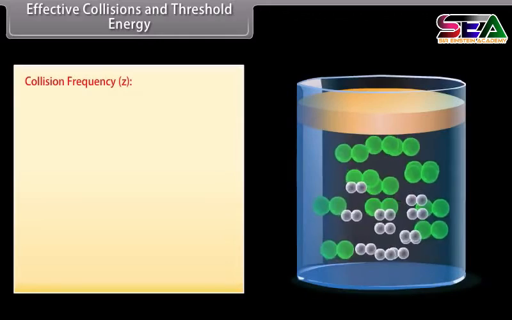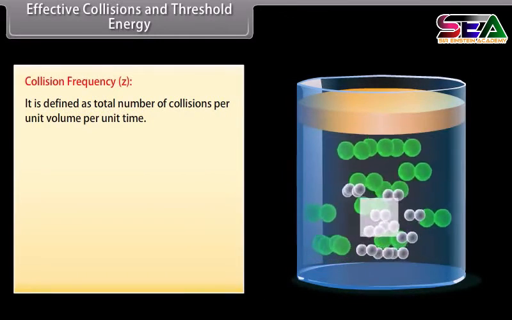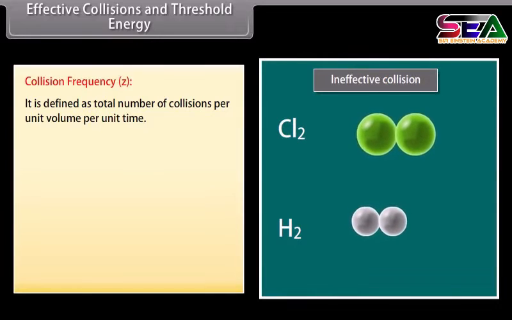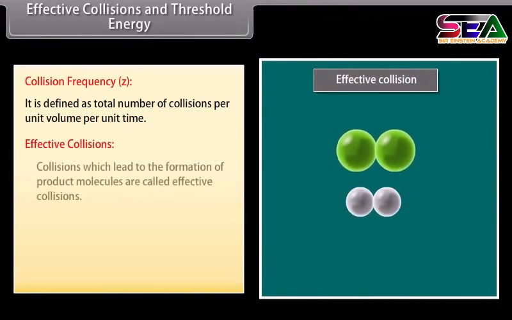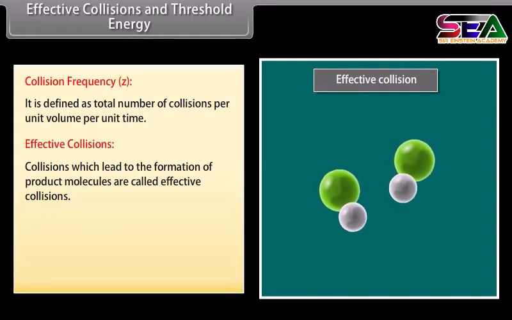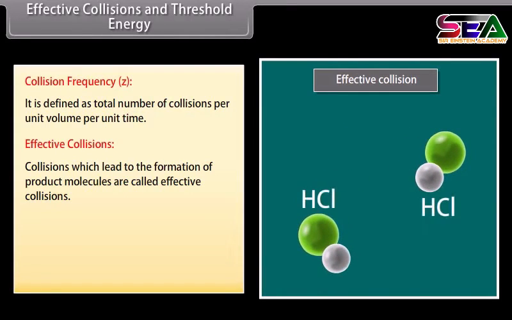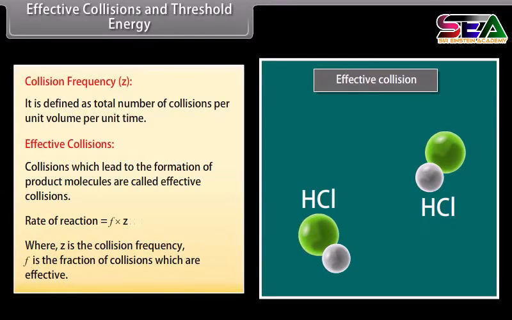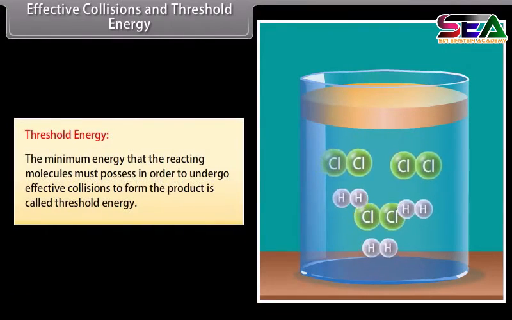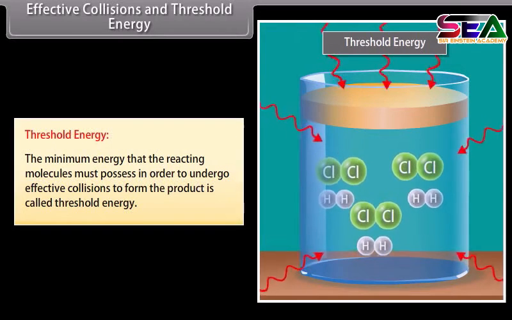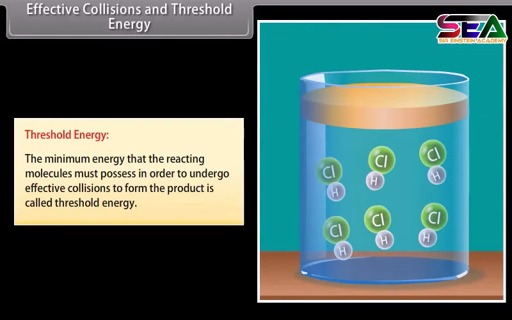Effective collisions and threshold energy. Collision frequency is defined as total number of collisions per unit volume per unit time. Effective collisions: collisions which lead to the formation of product molecules are called effective collisions. Rate of reaction is equal to f multiplied by Z, where Z is the collision frequency and f is the fraction of collisions which are effective. Threshold energy: the minimum energy that the reacting molecules must possess in order to undergo effective collisions to form the product is called threshold energy.